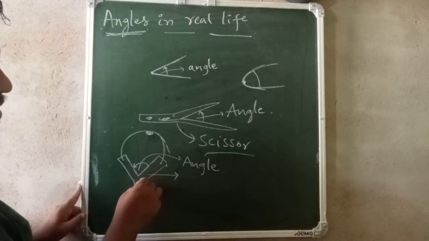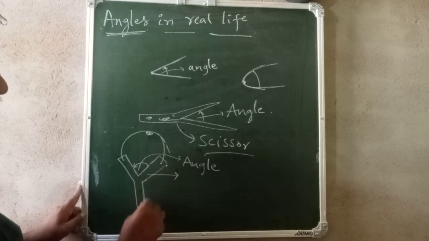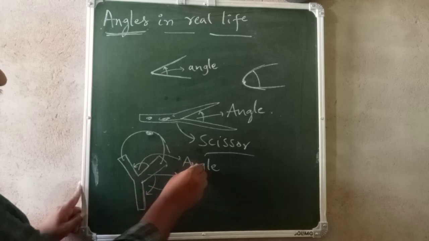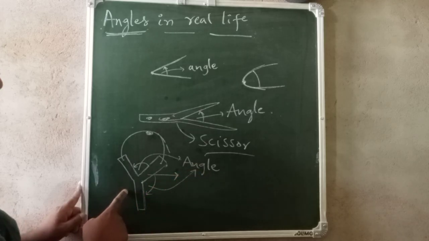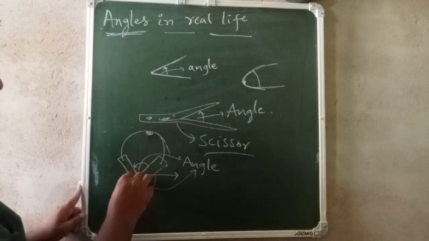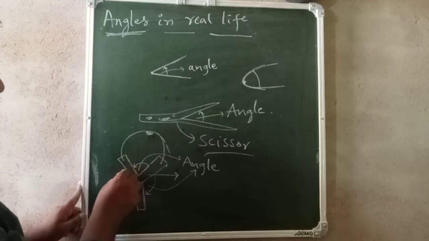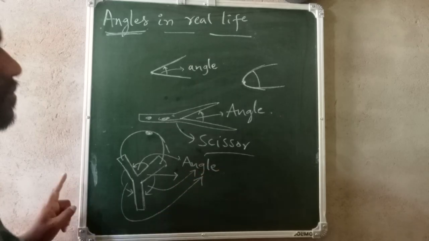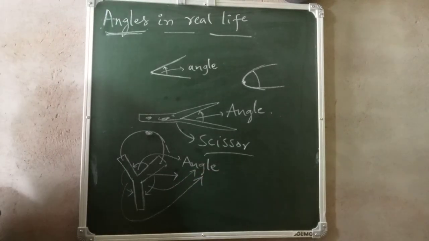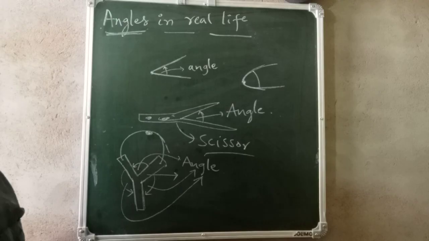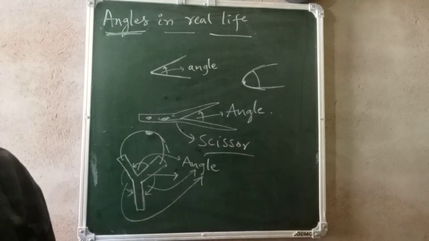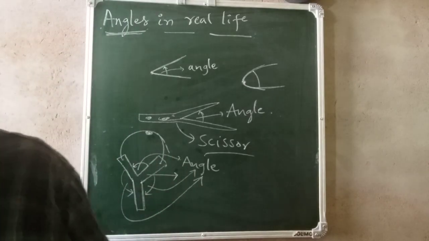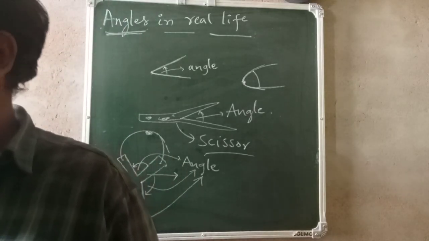Even here you can see this is like a straight line, and this is like a straight line. See, here an angle is formed, this is the angle. Come here, this is like a straight line, and this is like a straight line. Between this and this, a kind of angle is formed. There are many examples like this in real life.